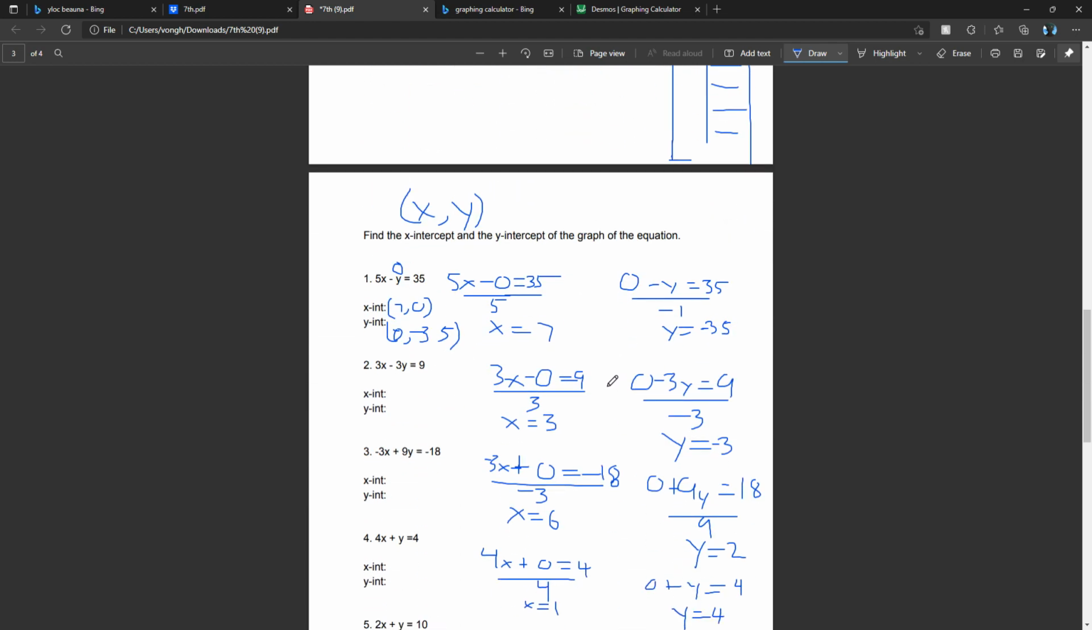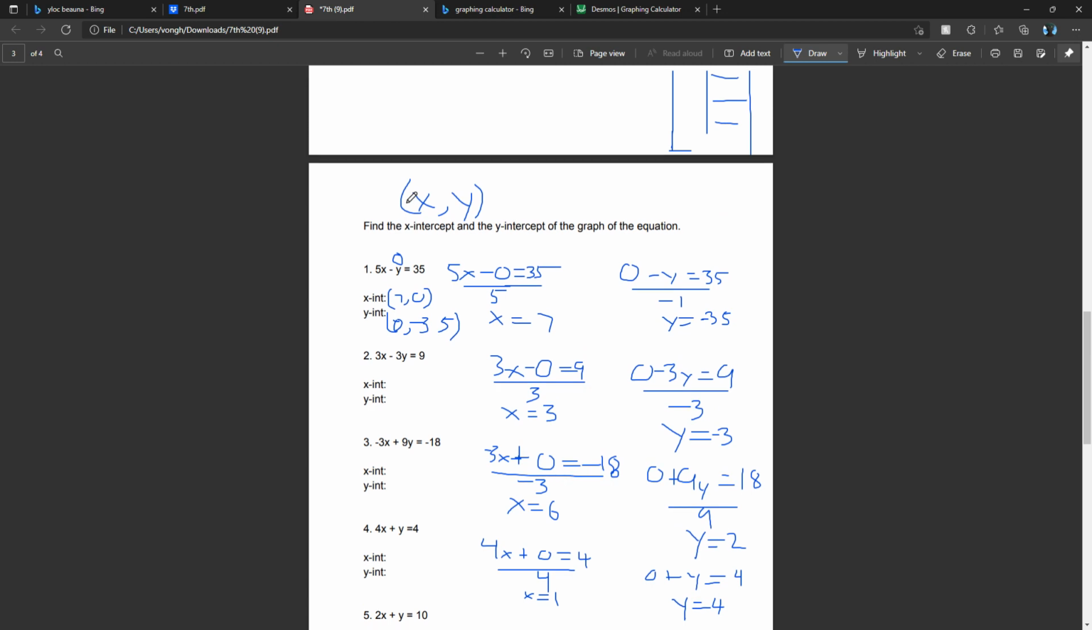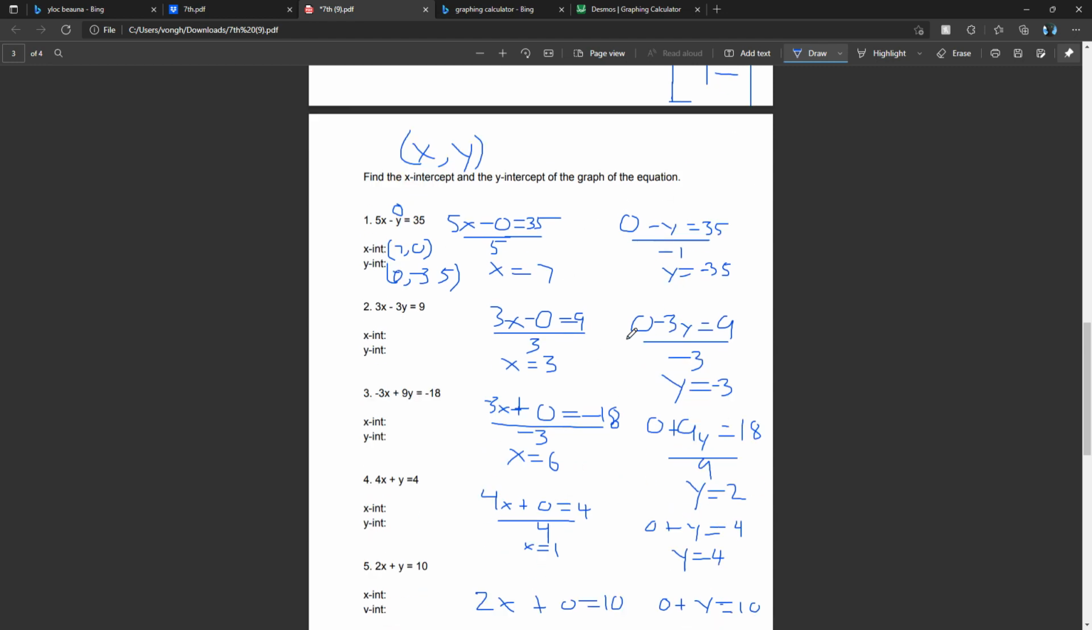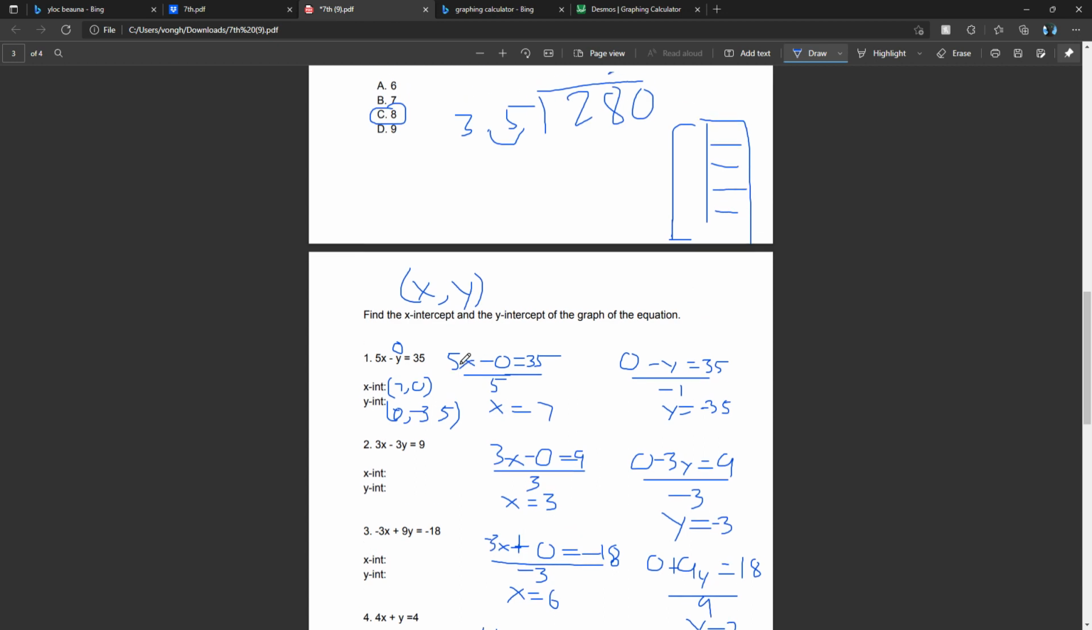So the next part, we have: find the x-intercept and the y-intercept of the graph of the equation. So here we have 5x minus y equals 35. It's really simple. All you have to do is plug in 0 for the y and the x value. It's a lot of stuff to write out, and it's pretty painful, but you just gotta do it.